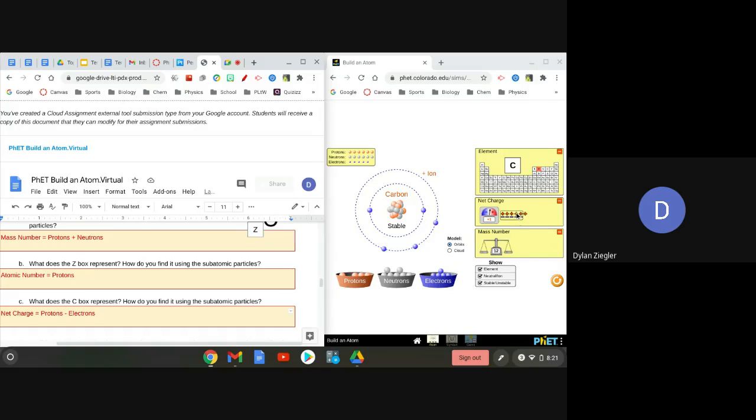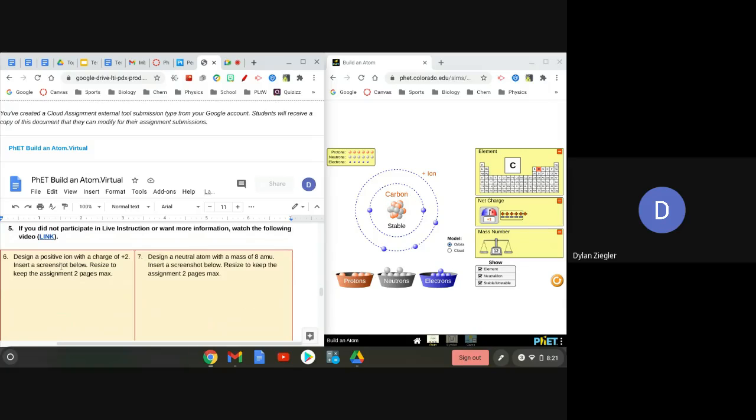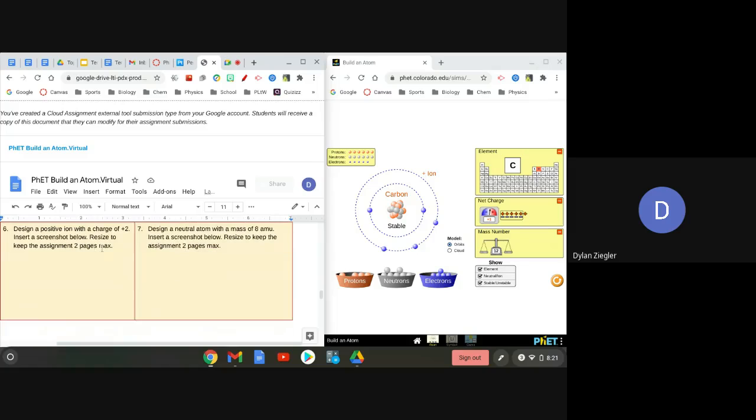And the opposite is true for positive. If it's a positive charge, then we have however many more positives, or protons, we have. All right, that's the charge for it. All right. So that link is if you aren't here, but you are all here.